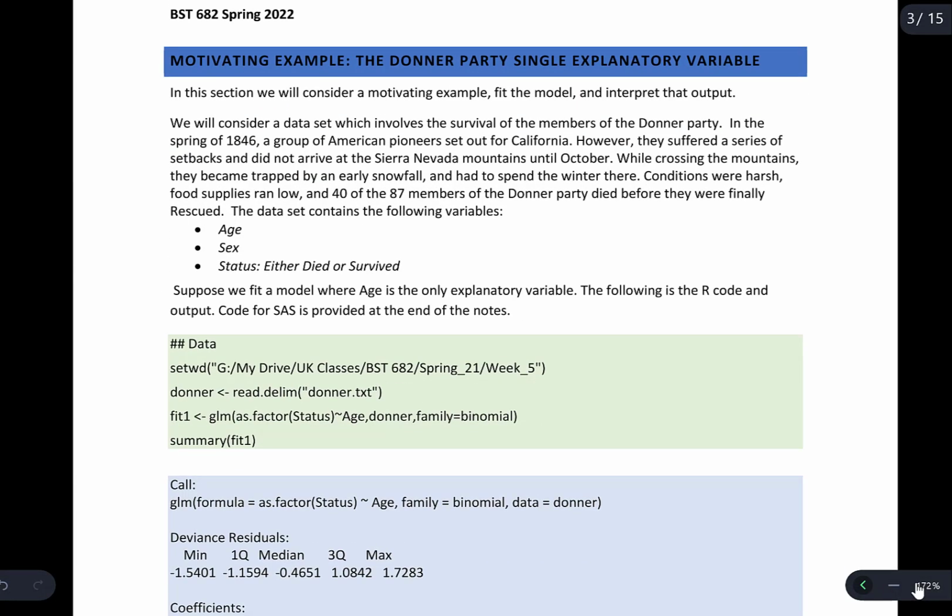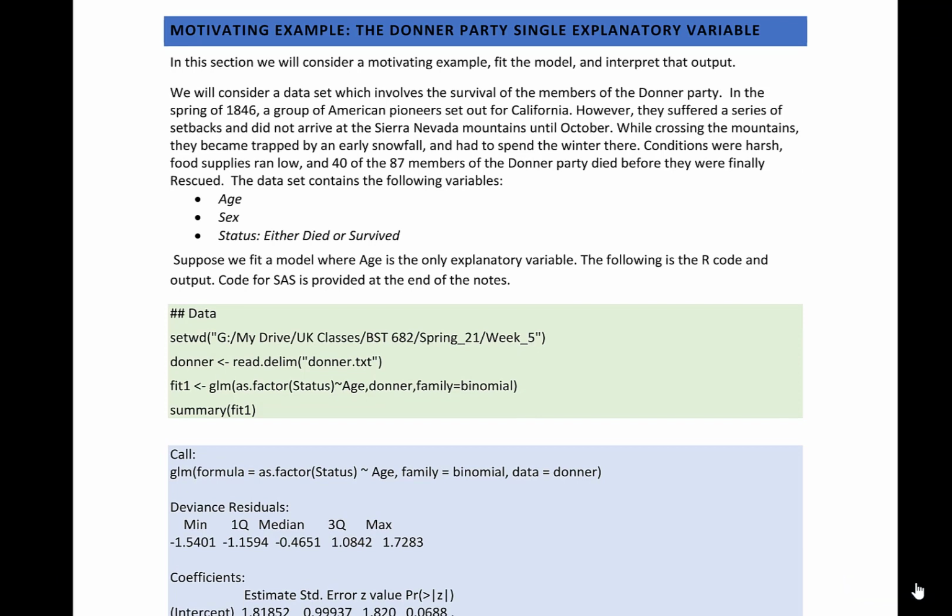Okay, so let's look at an example. In this section, we're going to consider a motivating example. We're going to fit a model and interpret that output. We're going to consider a data set which involves the survival of members of the Donner Party.